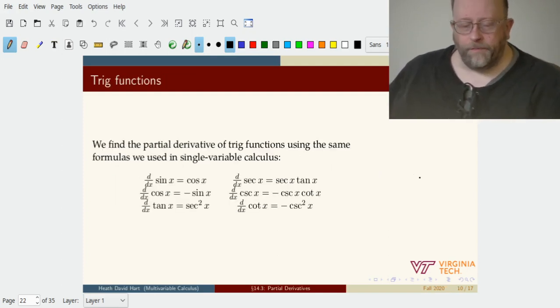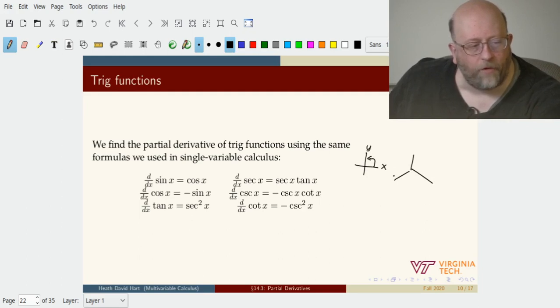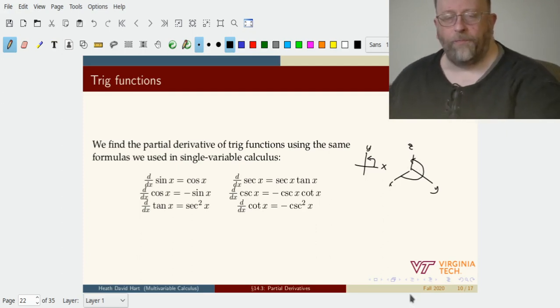Trig functions, we do not have to learn any new rules. This is because on the very first day of the semester, I mentioned the importance of counterclockwise orientation, that going from x to y was counterclockwise in 2 dimensions. And so we arranged these 3-dimensional axes like this, instead of going from x all the way to y, all the way to z. It's counterclockwise all the way through.